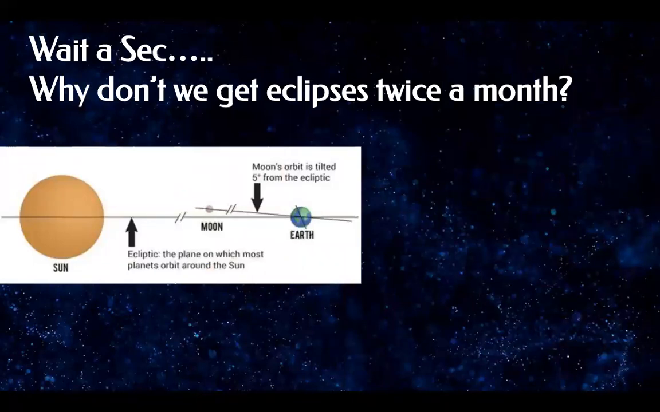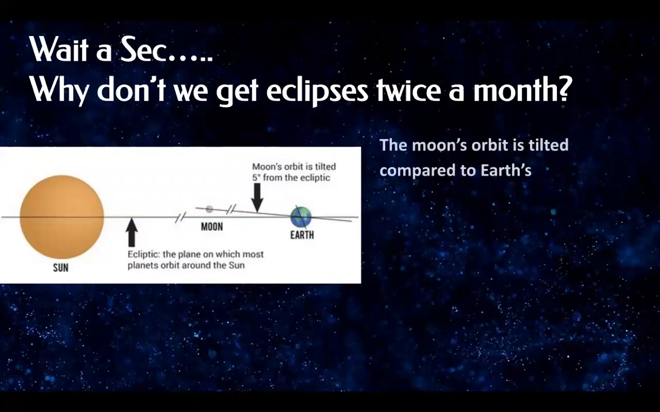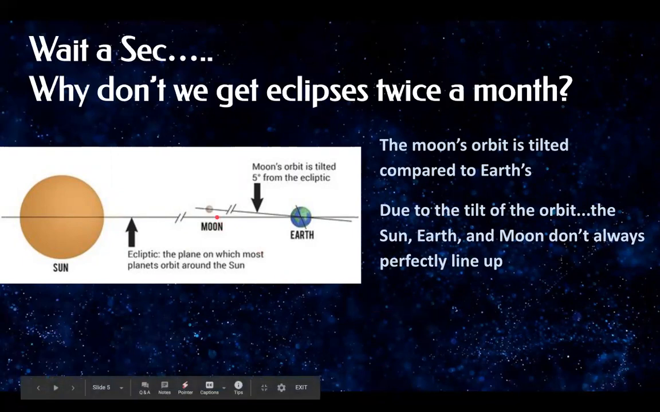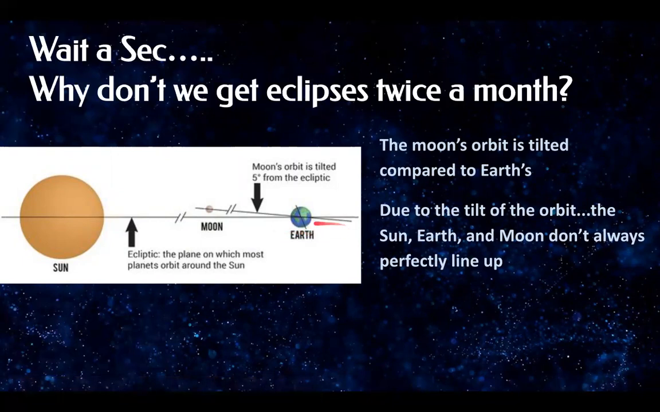So wait a second. Why don't we get eclipses twice a month then? Why wouldn't we get an eclipse every time there's a new moon? Why wouldn't we get an eclipse every time there's a full moon? Well, the moon's orbit is tilted compared to the Earth's. Due to the tilt of the orbit, the sun, earth, and moon don't always perfectly line up. If you look at this picture over here, we got the moon, and it orbits the earth. It revolves around the earth. But it doesn't revolve in a flat line along the same plane as Earth. It's actually tilted at a 5-degree angle.